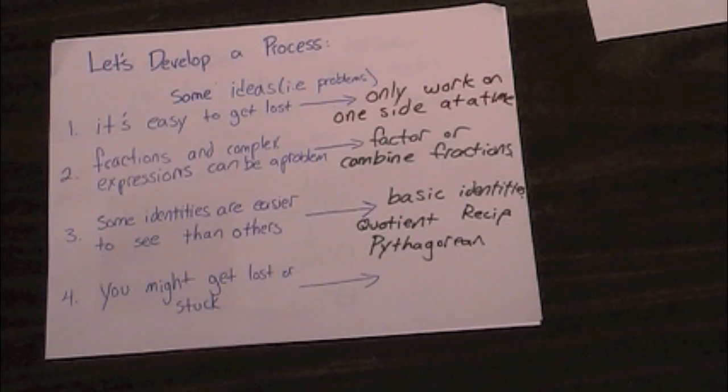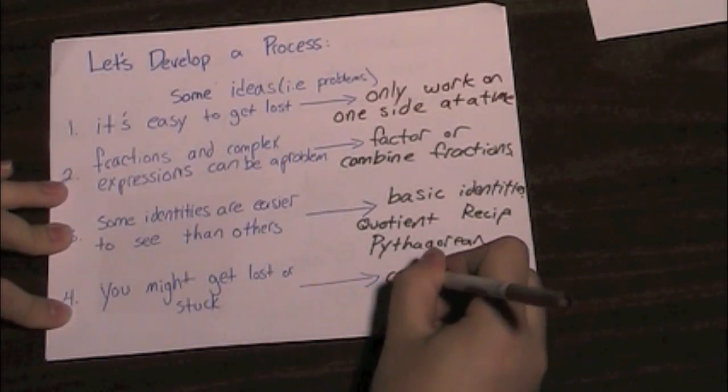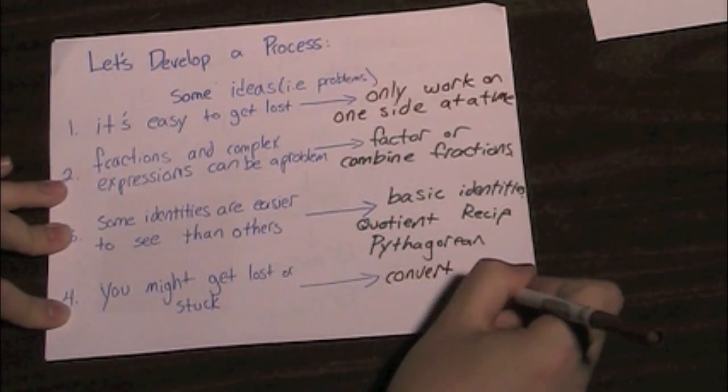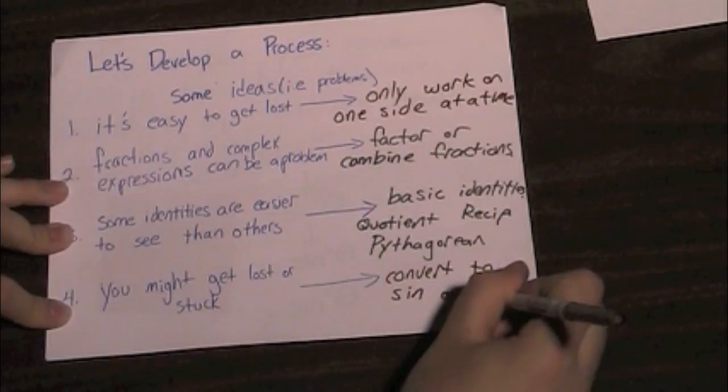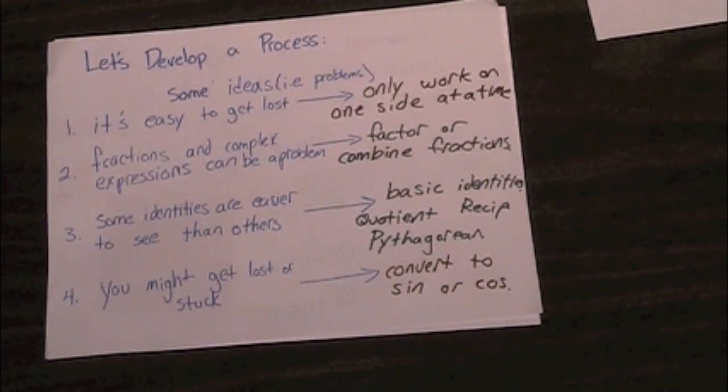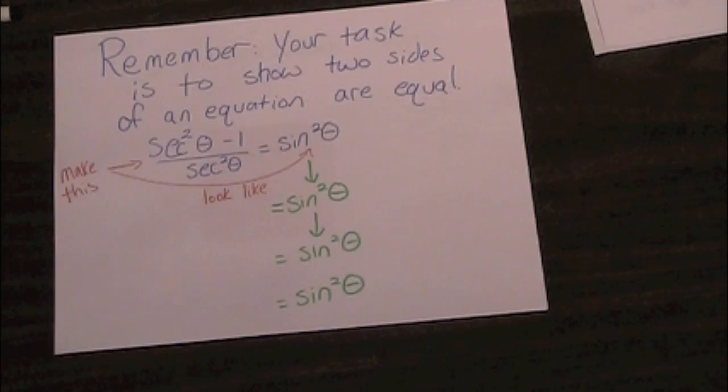Along the path of verifying one of these identities, you might find yourself lost or just stuck and not know where to go. A good way to get yourself unstuck is to convert everything to the same language, and by that I mean convert everything to sine or cosine. We know that tangent, cosecant, secant, and cotangent can all be written as sine and cosine. So to avoid using some of our less basic identities, converting to sine or cosine can be a real key.